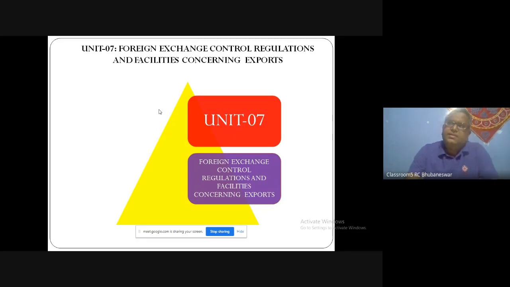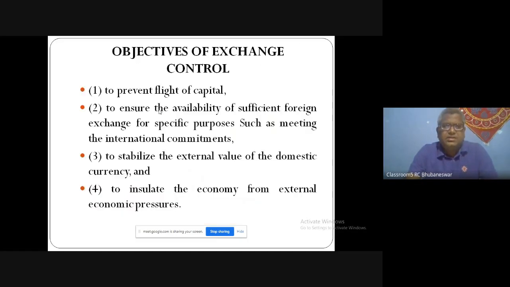But in unit 7, the topic is foreign exchange control regulation and facilities concerning exports. Similarly, we have the same things that we already discussed in the previous class. Foreign exchange, the FEMA and FERA Acts, and what they contain are covered under this unit. The question is, why is exchange control necessary? Is it only for foreign exchange, only to meet international commitments, or for the externalization of the value of currency, or to insulate against external economic pressures? It means maintaining a proper decorum through which exchange control can be done.